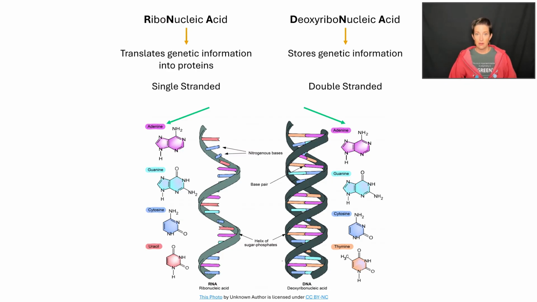In eukaryotes, DNA is double-stranded, so that's where the double helix concept comes from, whereas RNA is single-stranded and serves very specific functions within our cells.